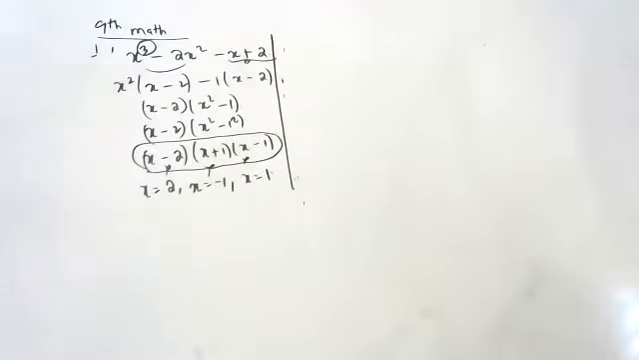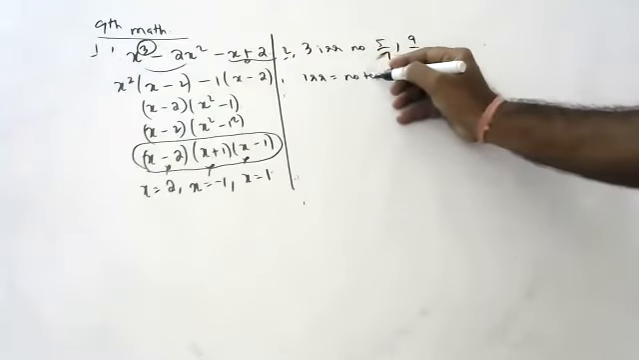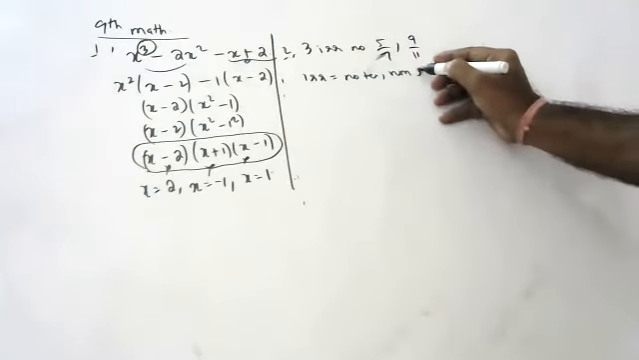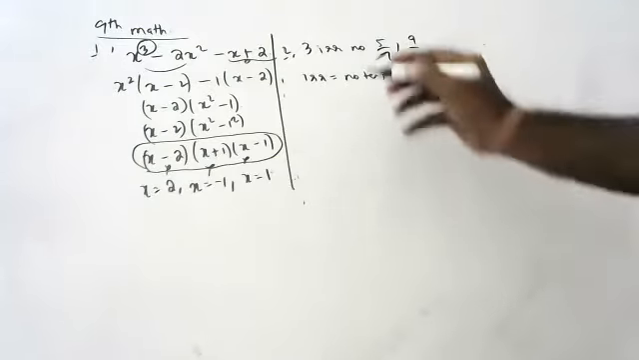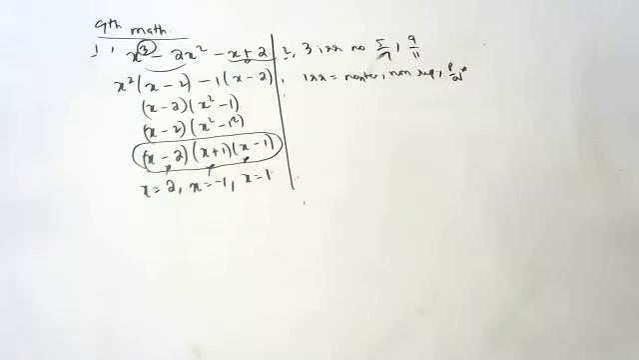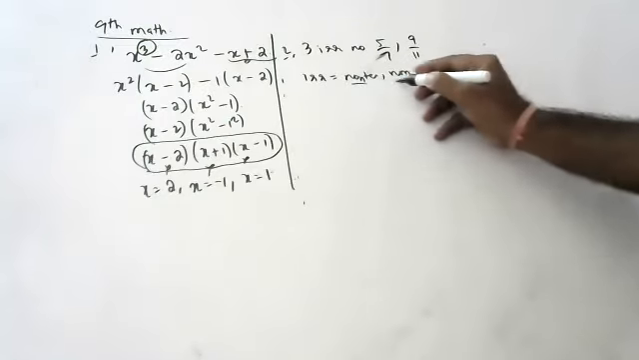That which cannot be written in P by Q form. Non-terminating and non-repeating. A number that cannot be written in P by Q form, non-terminating and non-repeating, is called an irrational number.